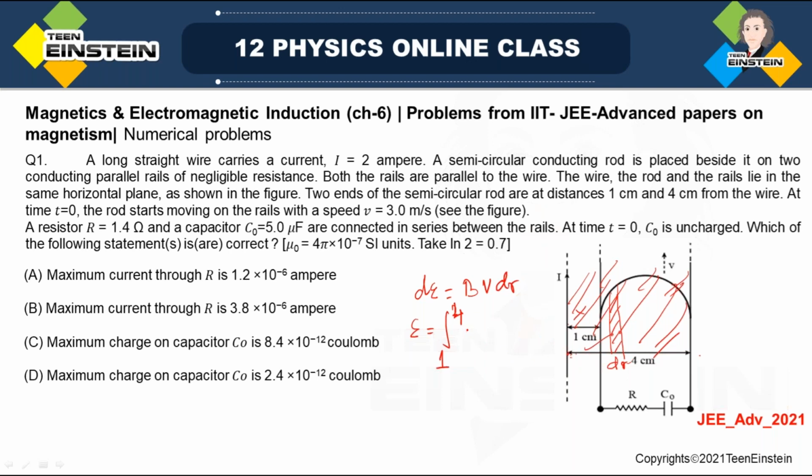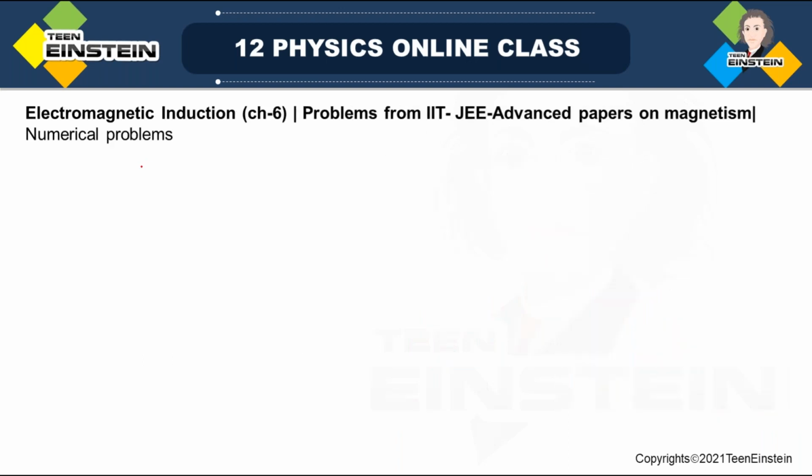So BvL, and dr. What is B here? At distance r I have taken dr. At distance r, B will be mu 0 I by 2 pi r. This is the magnetic field, so mu 0 I by 2 pi r. I can write it here in place of B.